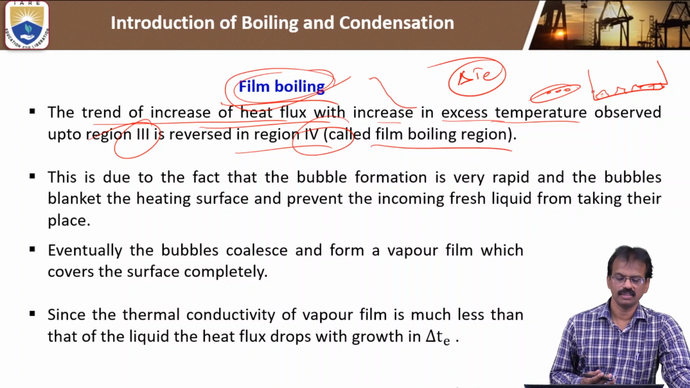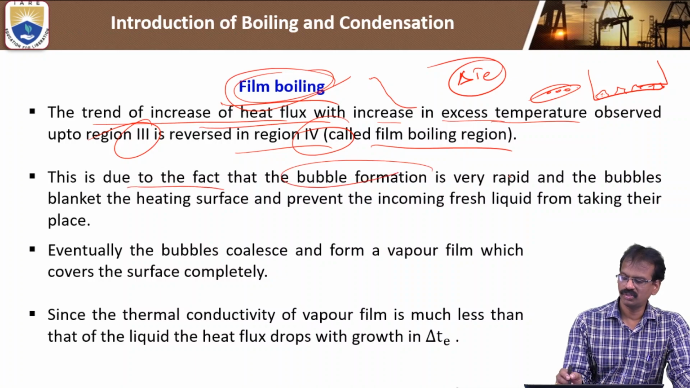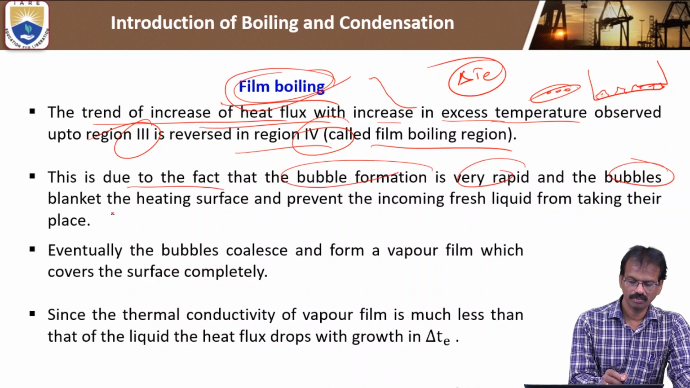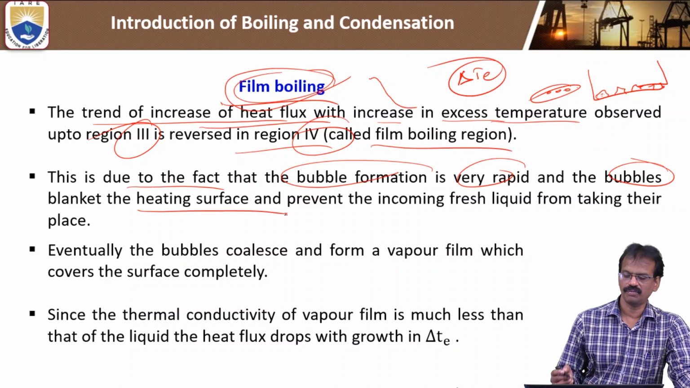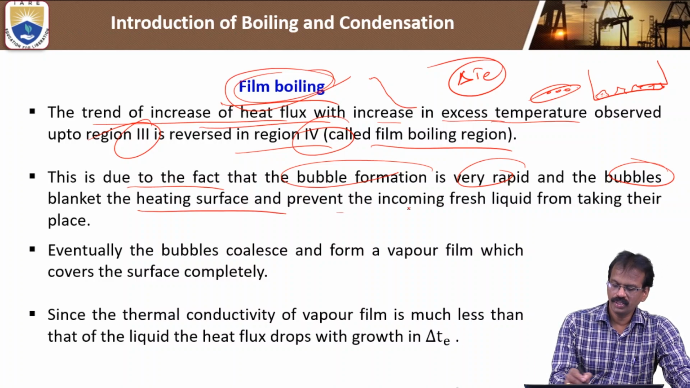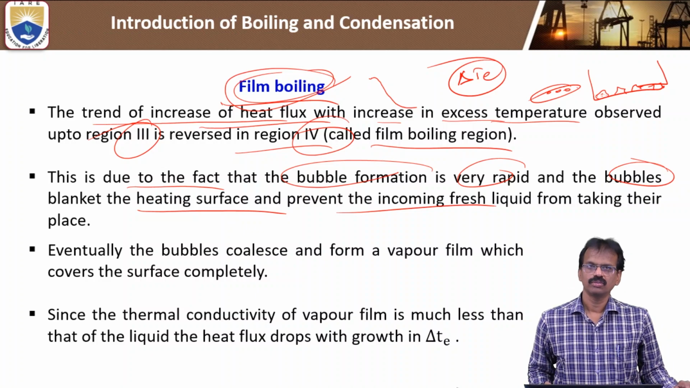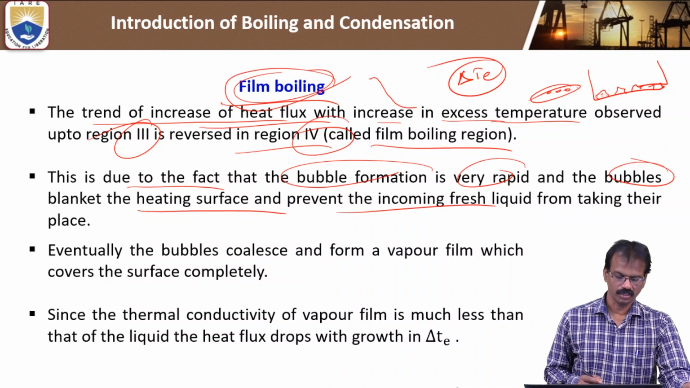Heat flux will decrease. This is due to the fact that bubble formation is very rapid and the bubbles blanket the heating surface. The bubbles mix with each other, blanket the heating surface, cover it, and prevent the incoming fresh liquid from taking their place. Okay, so that is the reason.